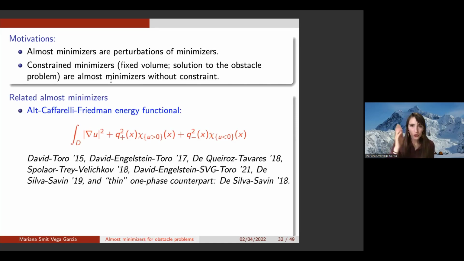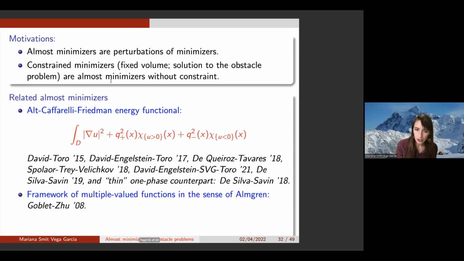I also want to mention, this is going to connect to the talk that, for example, Max gave, the Alt-Caffarelli-Friedman energy functional. So here you have a different kind of energy, but a lot of people have been looking at almost minimizers for that energy. So there is the work of David and Toro, David and Gaston Toro, De Queiroz, Tavares, Terracini, Velichkov, the paper that Max mentioned that we wrote together, the new work that we have coming up soon. There is more by De Silva and Savin, two ones. They have the thin one-phase counterpart as well. So there are a lot of connected problems in terms of almost minimizers.